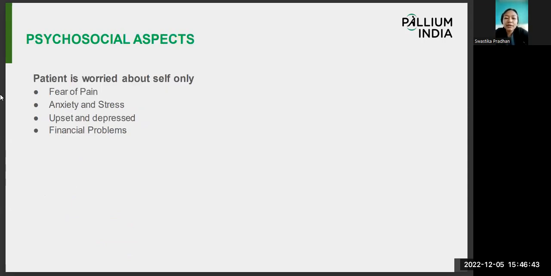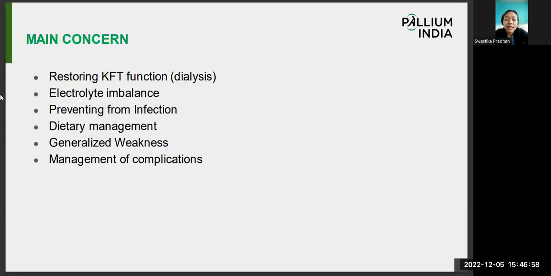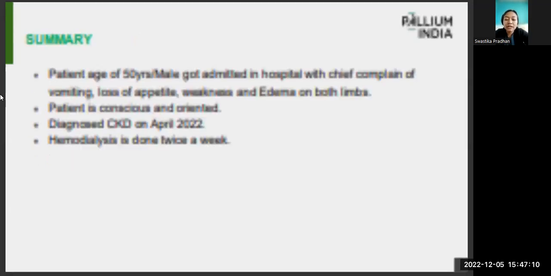Coming to the psychosocial aspects, the patient is worried about himself only, with fear of pain, anxiety and stress, upset and depressed, and financial problems. Main concerns are restoring kidney function, electrolyte imbalance, preventing infection, dietary management, generalized weakness, and management of complications.